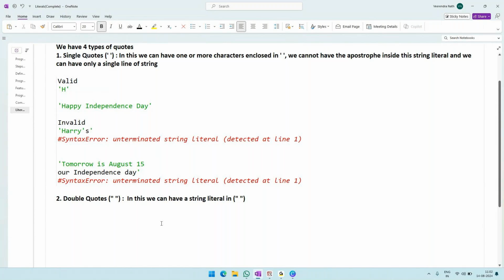String literal in double quotes. So in this we can have a string literal in double quotes.